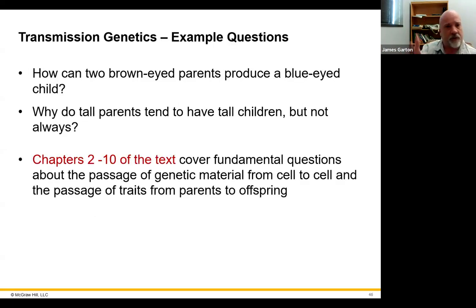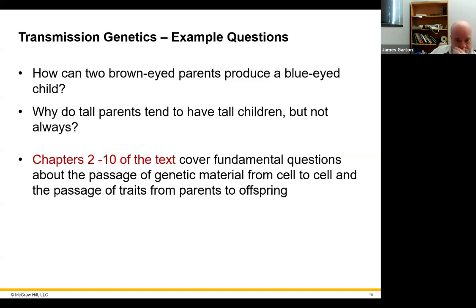And there are some examples. And I have a formula. It's written on my desk, taped to the desk here. How can two brown-eyed parents have a blue-eyed child? Why do tall parents tend to have children that are tall, but not always? Why do two tall parents have children that might be tall but not as tall as they are?